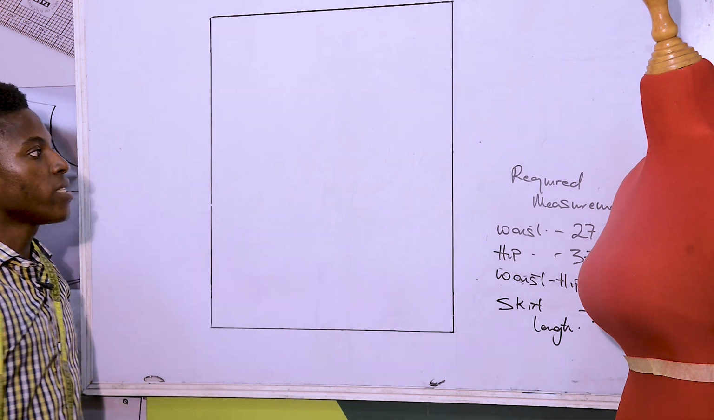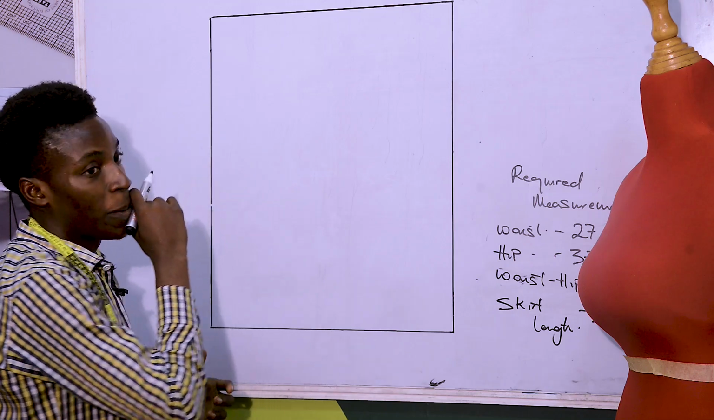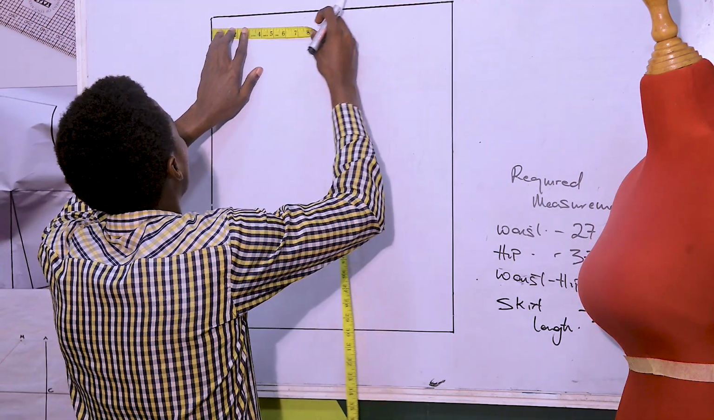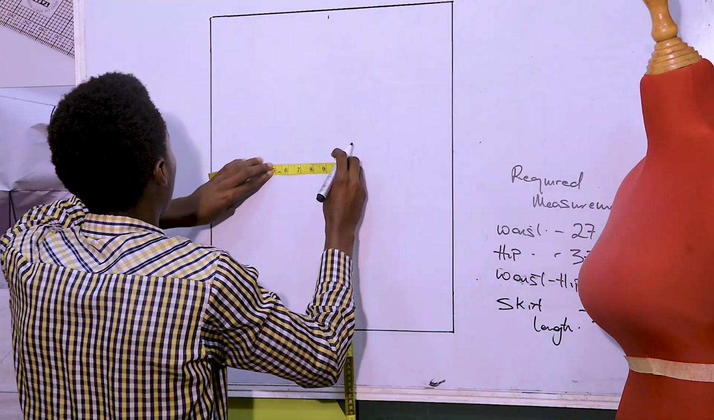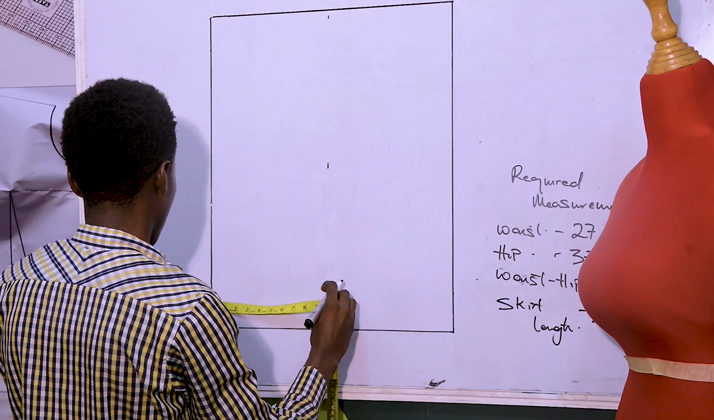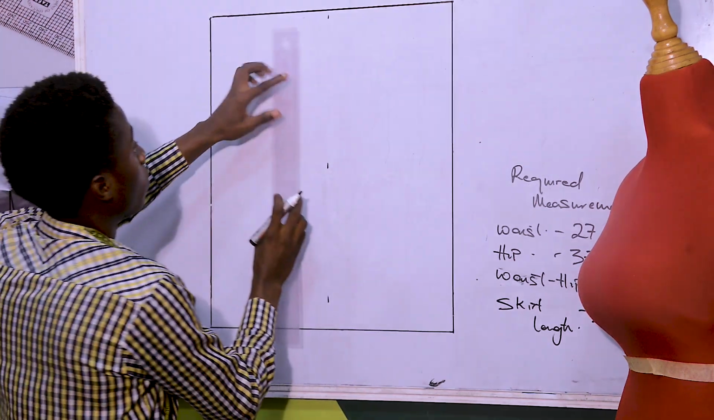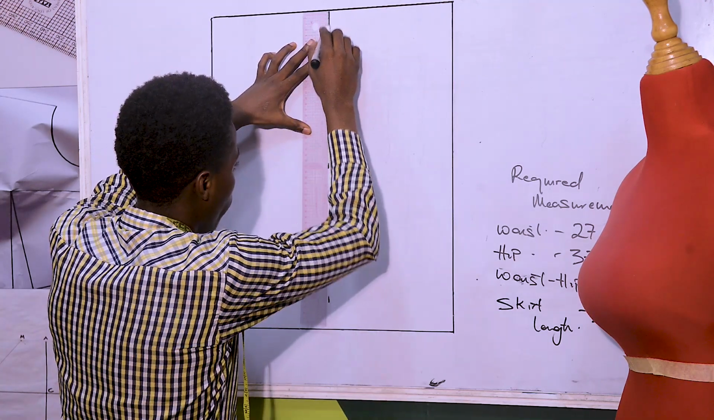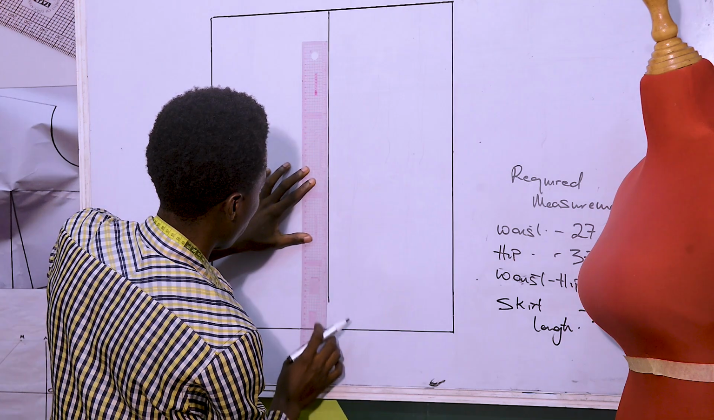All right, so the next thing for me to do after getting the basic rectangle is for me to split the width into 2. So now here I have 18.5. Dividing it by 2, I'm going to be using 9.25. So here I have a straight line connected together.